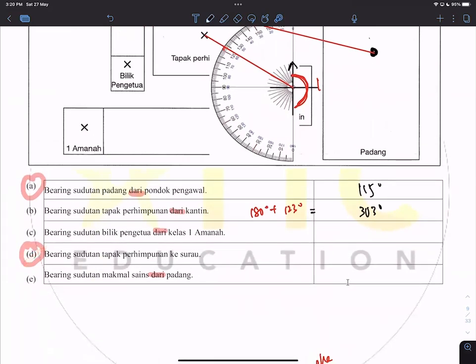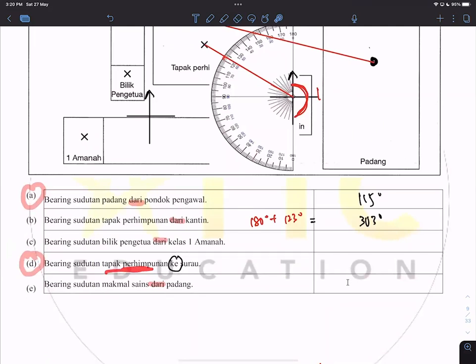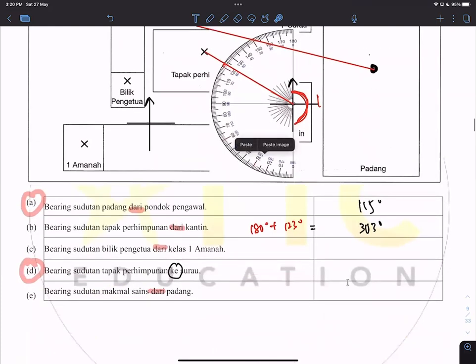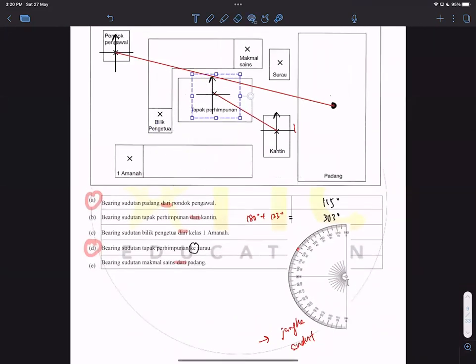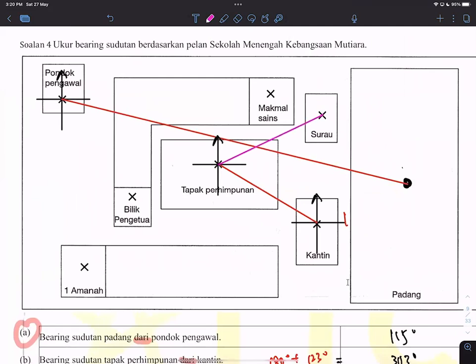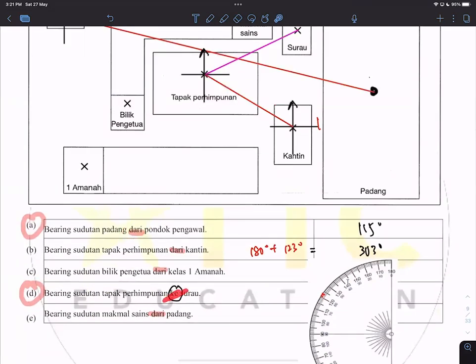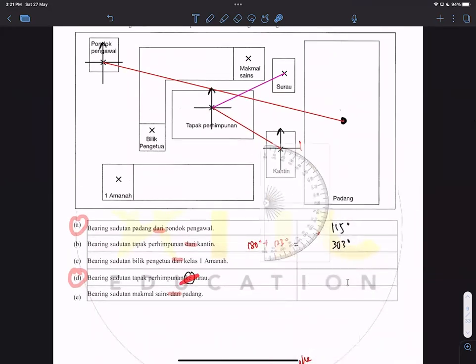Okay, so I do one more. If this is the keyword, not dari anymore, this is ke. So for ke, we are trying to draw the arah mata angin on tapak perhimpunan, no longer behind. Remember, for dari we draw behind, Pondok Pengawal and then canteen. But this is ke, which means tapak perhimpunan, we have it. So let me move the jangka lukis. So tapak perhimpunan, this part, until where? Until surau. So surau is here. I use pink color. This is how you are supposed to measure, based on the questions, either dari or ke. So ke, this is definitely lesser than 180 degree. So just rotate back and then try to measure.